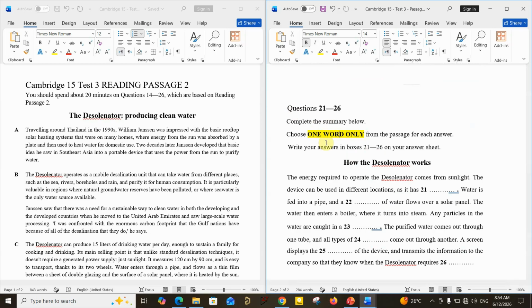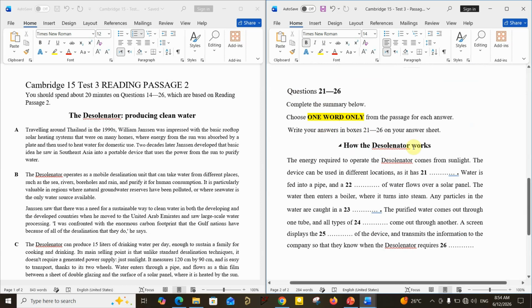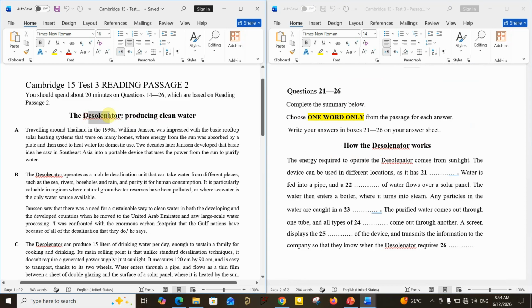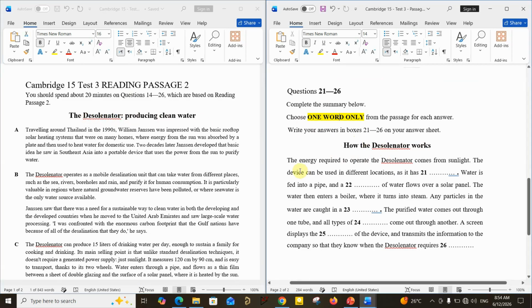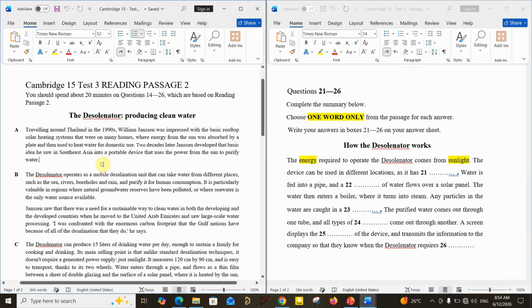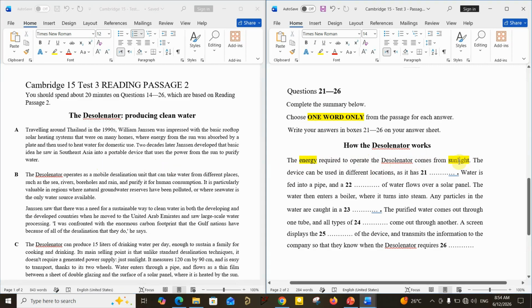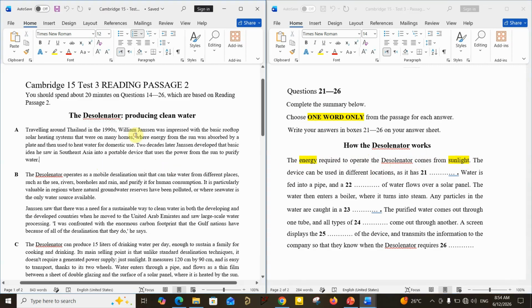Your first job is to find the most important keywords in this question. How the desalinator works: all the passage is about the desalinator, so this is not the keyword that we're looking for. The energy required to operate the desalinator comes from sunlight. So this is about the energy and the sunlight, and sunlight is a great keyword to look for in the passage. Because you cannot actually paraphrase sunlight, you have to find exactly sunlight in the passage.